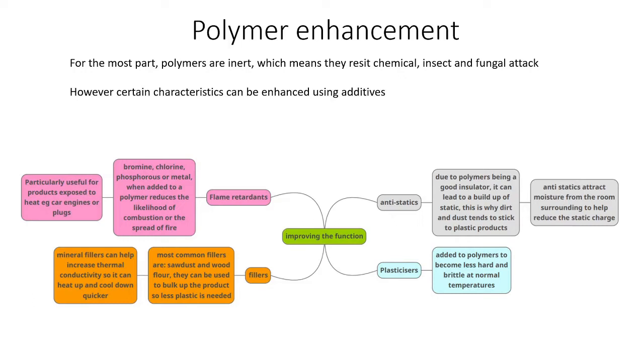You've got fillers. So your most common fillers are things like sawdust and wood flour, and they can be used to essentially bulk out the material, so you don't use as much plastic. This will help the material conduct heat a little bit better. It will also let it heat up and cool down faster. So basically, if you are trying to injection mold and make lots and lots of them, it can make it a much faster, easier process.